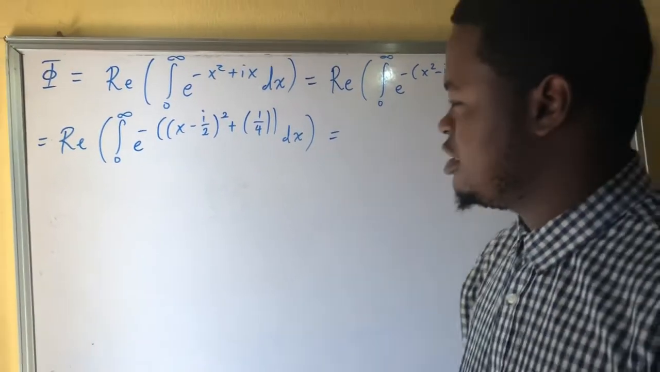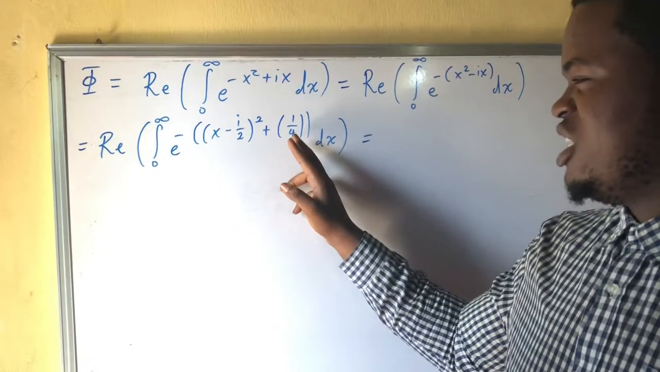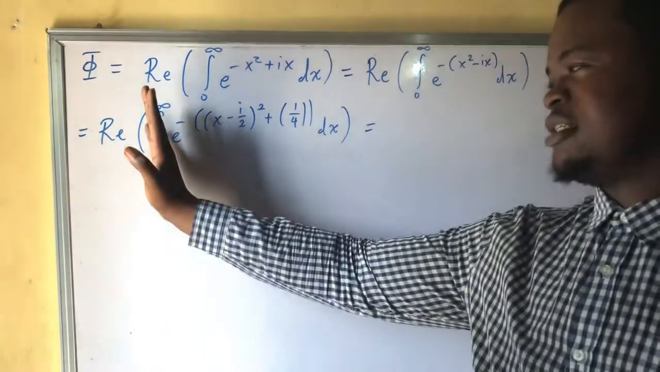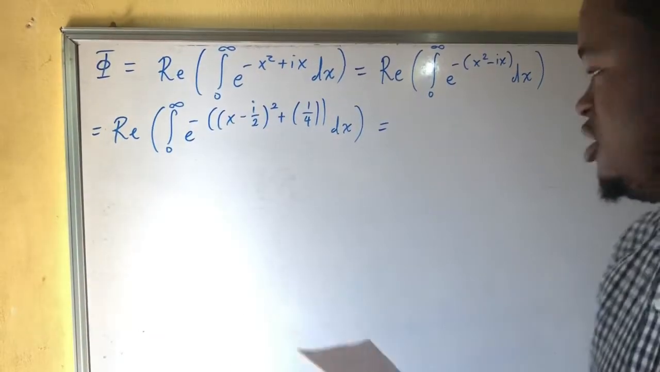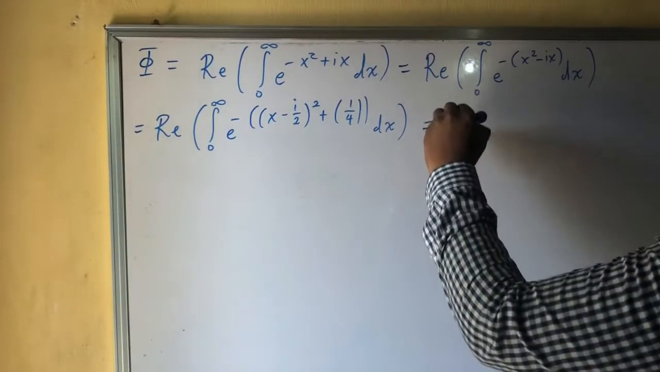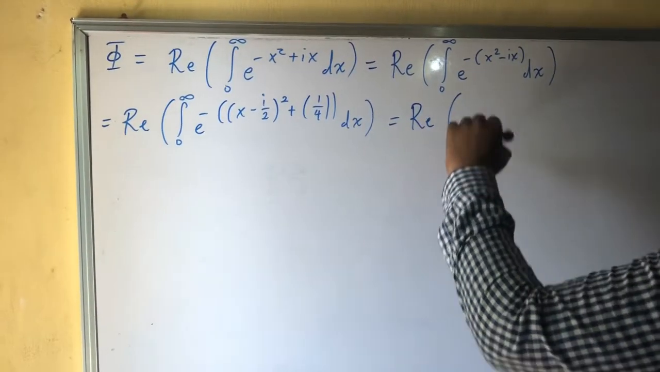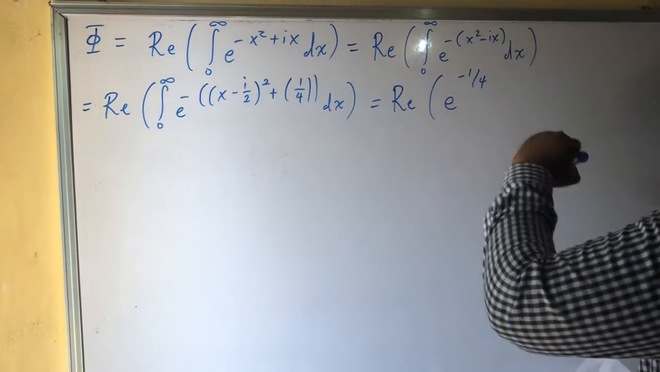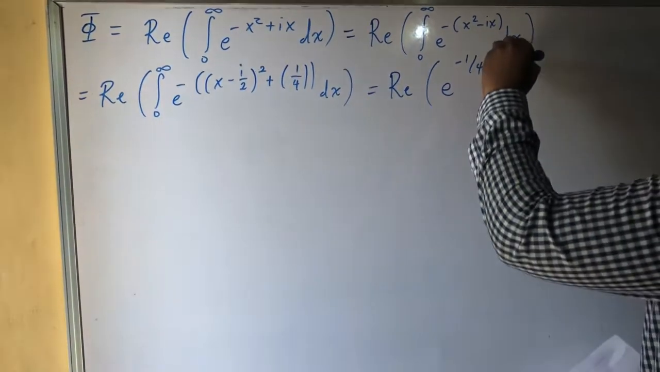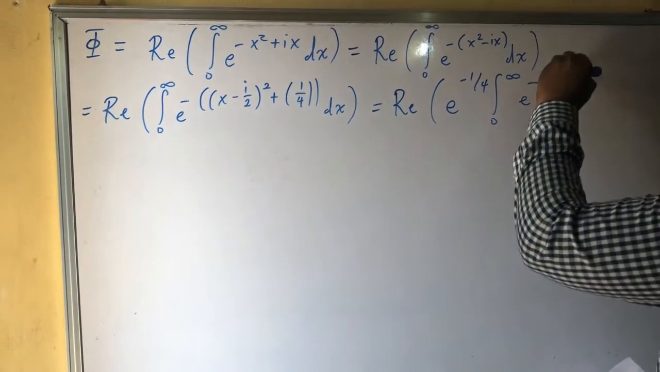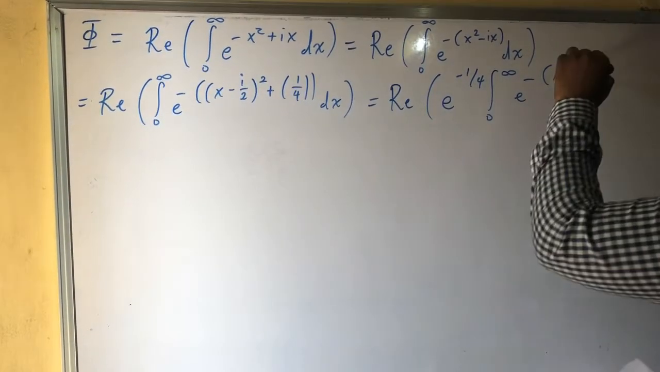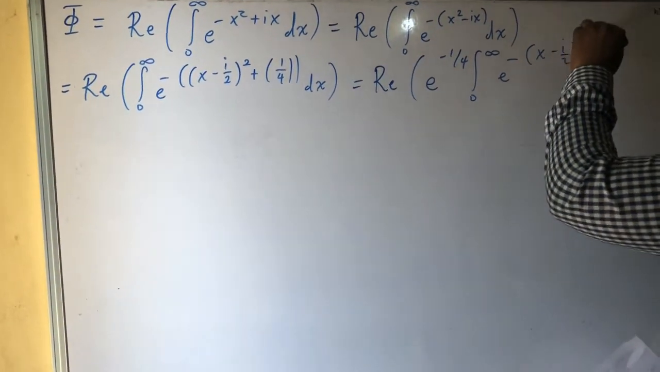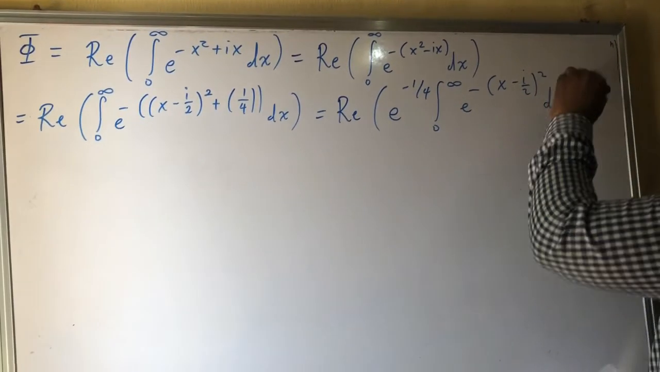So now the next thing, looking at this, it does not have any x. I can bring it outside and we'll deal with this. Very straightforward. So this is just equal to the real part of e raised to power minus 1 over 4, the integral from 0 to infinity of e to the negative x minus i over 2 squared dx.